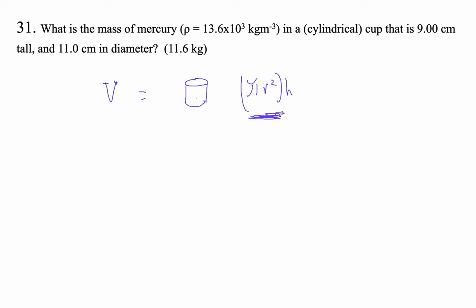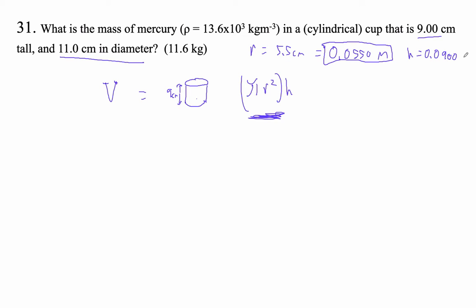All right. So let's see. 9 centimeters tall, 11 centimeters in diameter. Ooh, diameter. Okay, so our radius is 5.5 centimeters. Is that right? Yeah, I think I got that right. And that equals 0.0550 meters, right? So we're dividing by 100. Okay, so that's our radius. Our height is 9 centimeters tall, that's this height here. So our h is 0.0900 meters, because again we got to divide centimeters by 100, right?